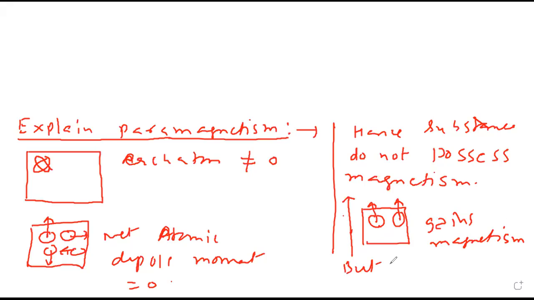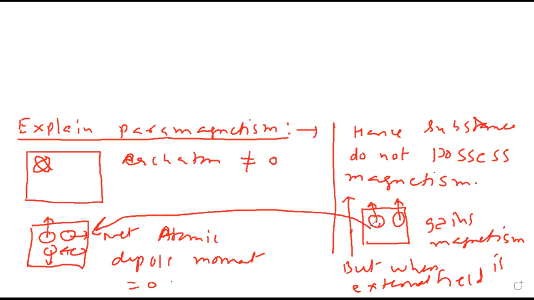But when the external field is removed, then all the atomic dipole moments come back to the original position. Hence they again lose magnetism. Thus they behave as temporary magnets.